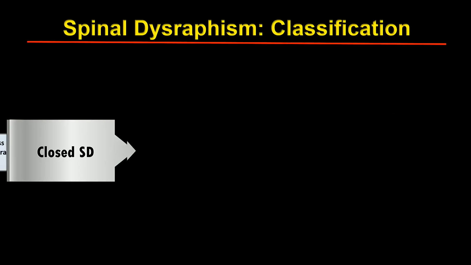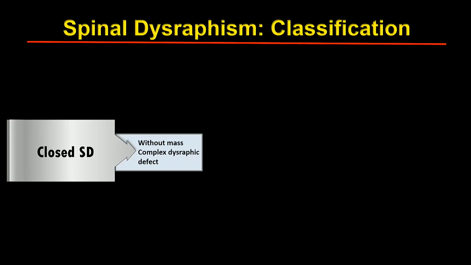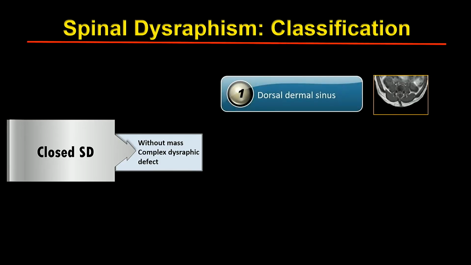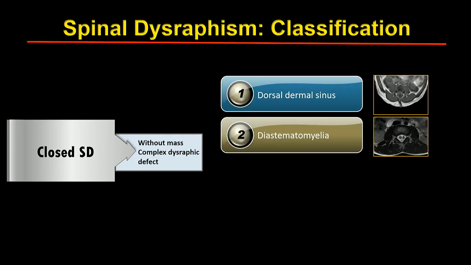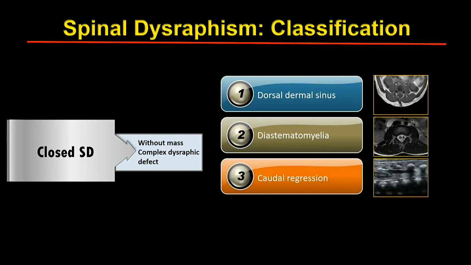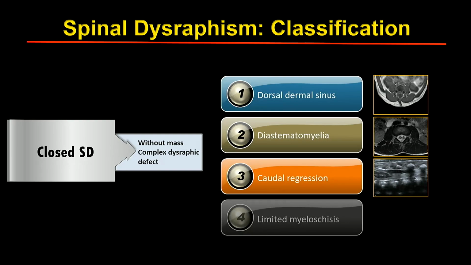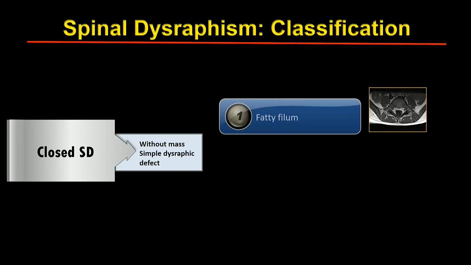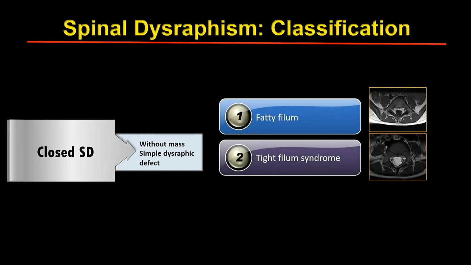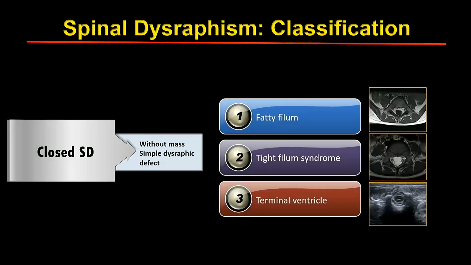Now, if there's no subcutaneous mass, the closed spinal dysraphism is divided into complex defects and simple defects. The complex defects include dermal sinus tract, diastematomyelia, which is now called split cord malformation, chordal regression or chordal agenesis, and limited myeloschisis. And the simple dysraphic defects are divided into fatty filum, tight filum syndrome, and terminal ventricle, which we saw as a variant during ultrasound.